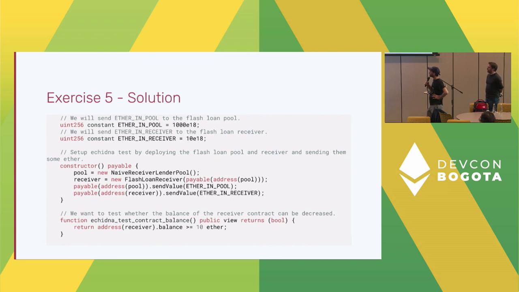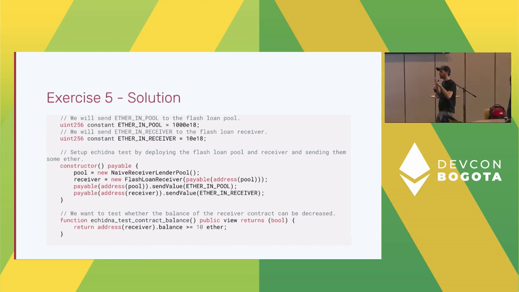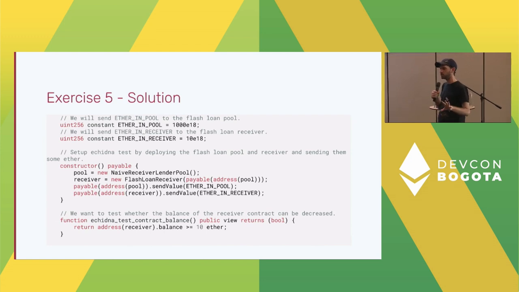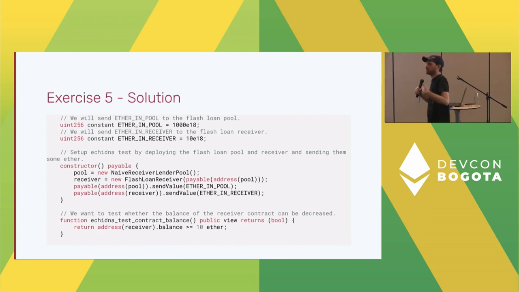And then we're going to use a very simple property that is going to say that the balance of the receiver is at least 10 Ether. So we don't actually need to follow exactly what the exercise says about draining completely the contract. If we have one transaction that allows you to reduce the balance of the receiver, then something is wrong, and definitely it will eventually be drained.